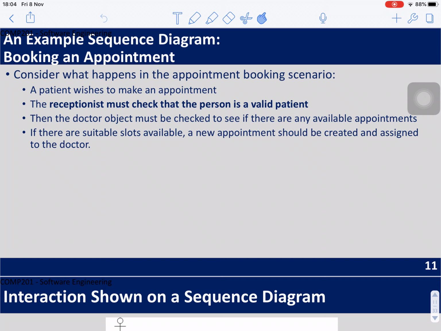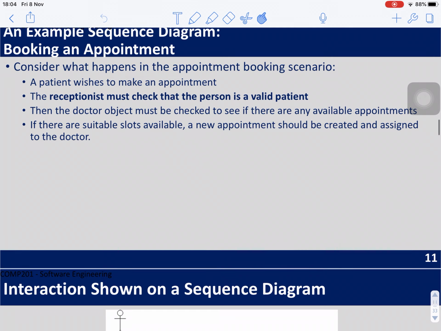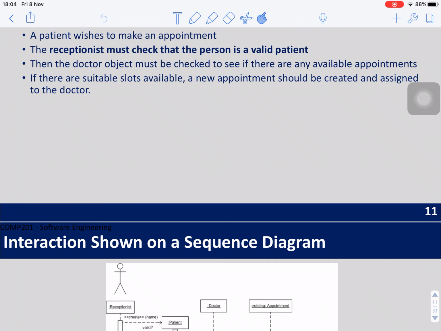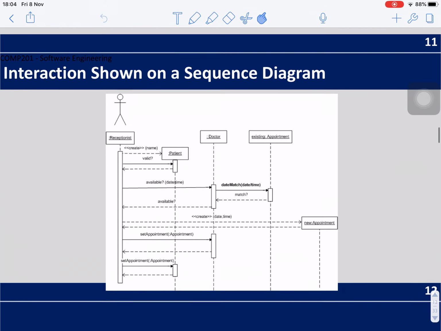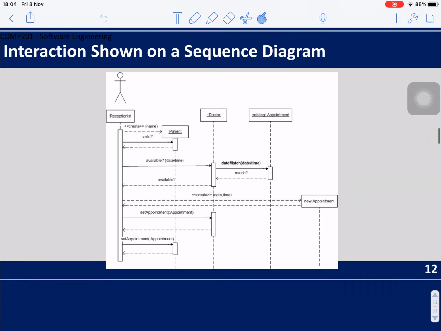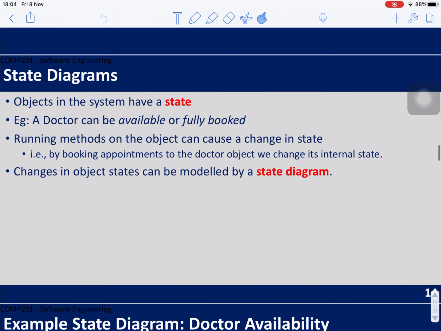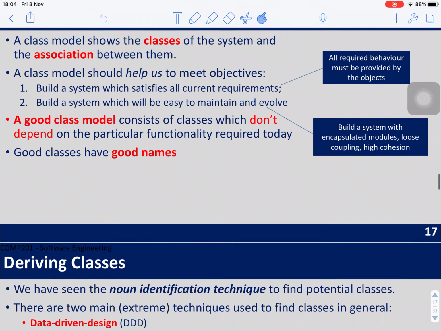In an example sequence diagram, booking an appointment, consider what happens in the appointment booking scenario. A patient wishes to make an appointment, and the reception must check that the person is a valid person and the doctor object. The doctor object must be checked to see if there are any available appointments. If there are suitable slots available, a new appointment should be created and assigned to the doctor. It's just like the one we mentioned last time about the sequence diagram and the state diagram.